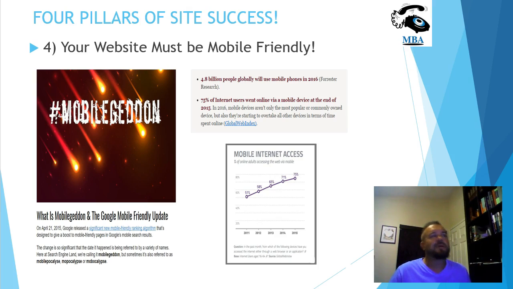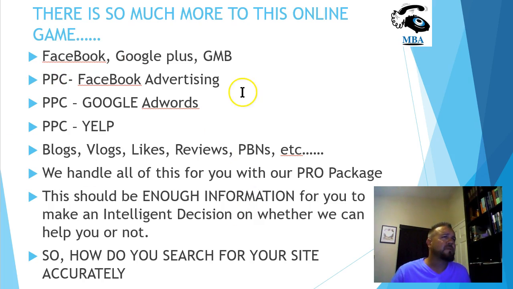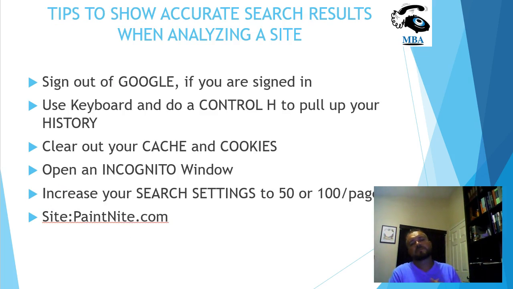Other than that, there's all kinds of things you're going to see. You've got Facebook, Google+, GMB, all your pay-per-click, your PPC, Facebook, AdWords, Yelp. You can increase traffic that way. Blogs, likes, reviews. We handle all of this in the Pro package for you. This really should be enough information for you to make an intelligent decision. But what I really wanted to get into, and why I'm going so quick on this other stuff, is how to search for your site accurately. There are certain manual ways and some things that you can do. So I'm going to hit them real quick, and then I'm going to show you.